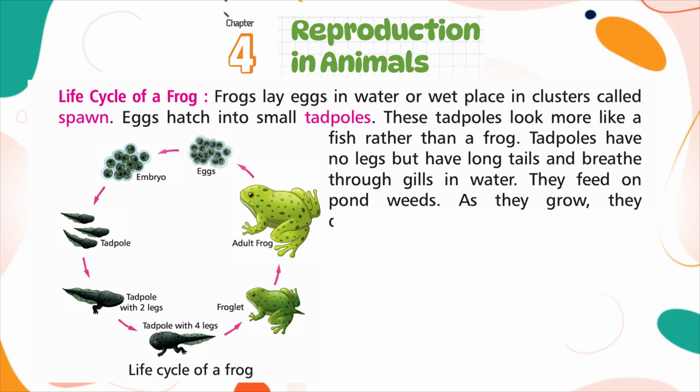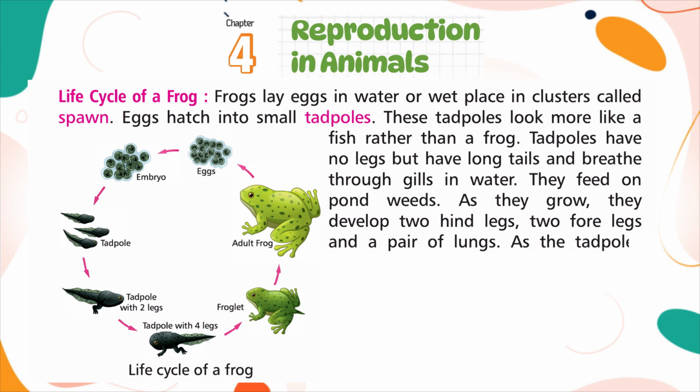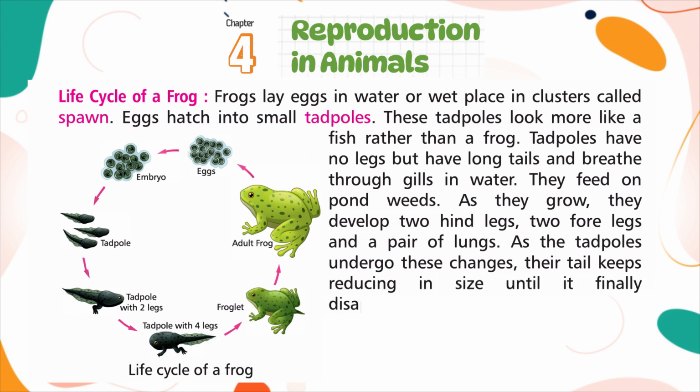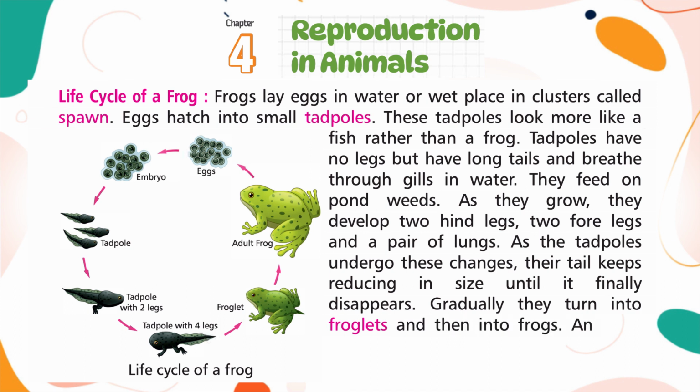As they grow, they develop two hind legs, two forelegs, and a pair of lungs. As the tadpoles undergo these changes, their tail keeps reducing in size until it finally disappears. Gradually, they turn into froglets and then into frogs. An adult frog breathes through lungs. Life cycle of a frog. Adult frog. Eggs. Embryo. Tadpole. Tadpole with two legs. Tadpole with four legs.